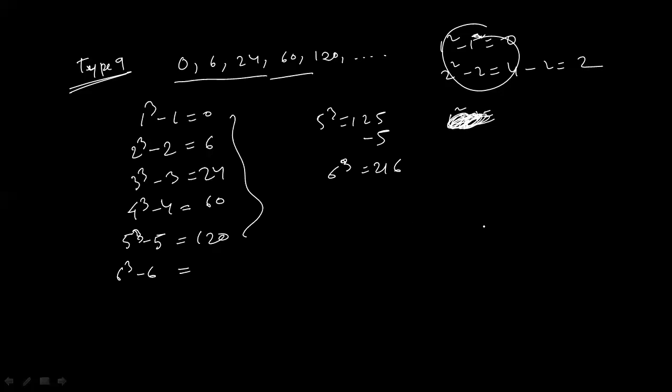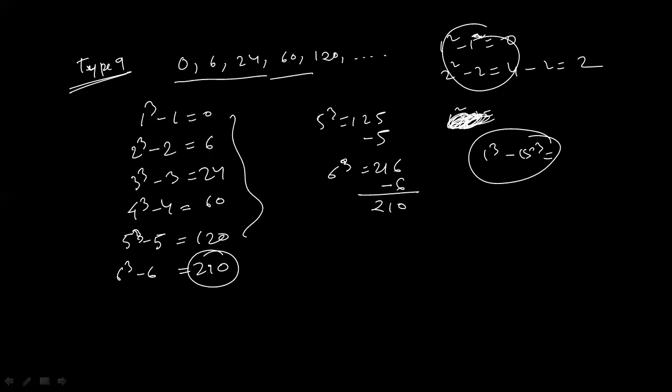That's why I am telling you, you have to remember the cubes from 1 cube to at least 15 cube. Then it will be easy for you. Now see, 6 cube is 216. If you subtract 6 from here, it will be 210. So your answer will be 210. So this series is based on the cube, subtracting successive terms.